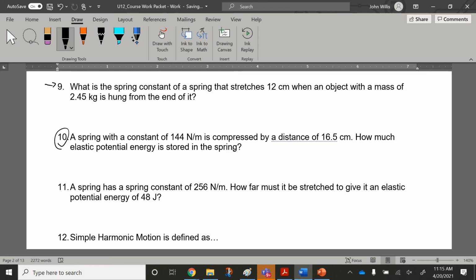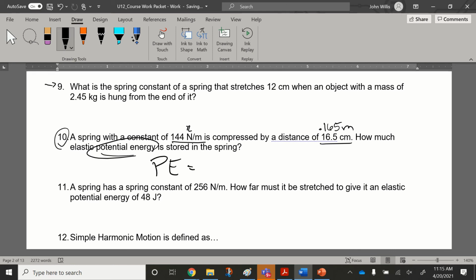Number 10, be careful with. I give you a spring constant, k. I give you a distance, which you should convert to meters, 0.165 meters. That should be what you use in your equation, but then I ask you for potential energy. That's new. There's only one equation for potential energy in this unit. We're talking about springs, not gravity.